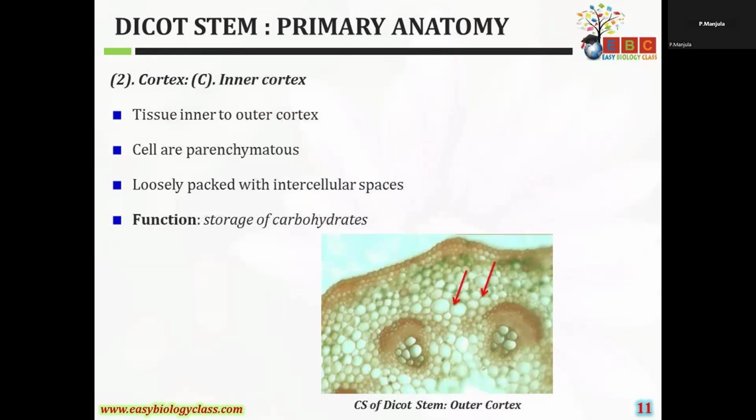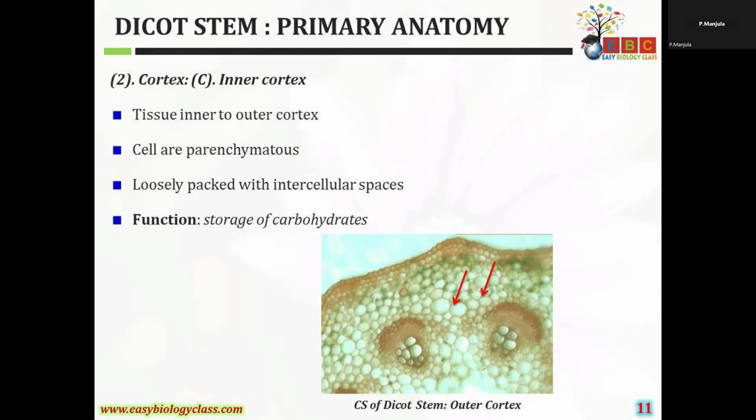Next, the outer cortex is followed by the inner cortex. So the tissue inner to the outer cortex is the inner cortex, and the cells here are parenchymatous. The inner cortex is made up of parenchymatous cells, loosely packed with intercellular spaces. And the main function of this inner cortex is storage of carbohydrates.